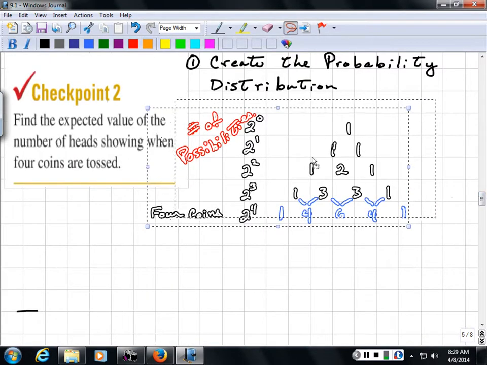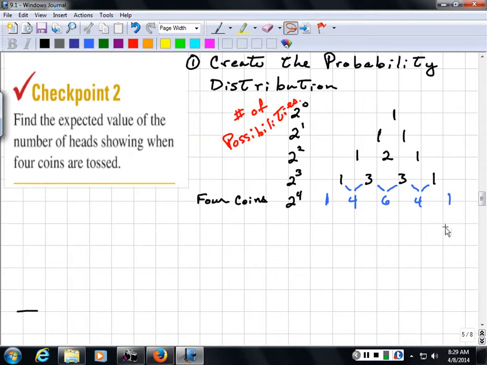We don't have to do the tree diagram. You don't have to do the tree diagram.